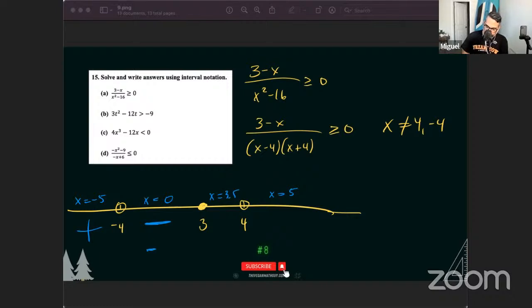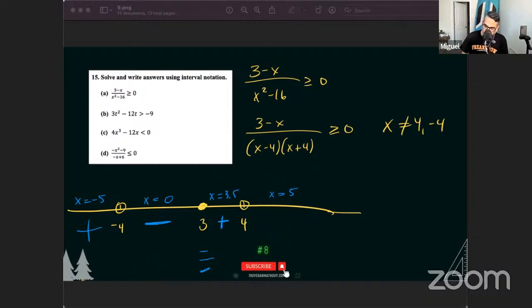3 minus 3.5 is going to be a negative value over, and then the bottom we have 3.5 minus 4, which is a negative, and then 3.5 plus 4 is a positive. Just double checking that that is correct. I believe that is. Yep, it looks correct. So then we have a negative on the top, technically a negative on the bottom because of the product, and then 2 negatives, so that becomes a plus, a positive.